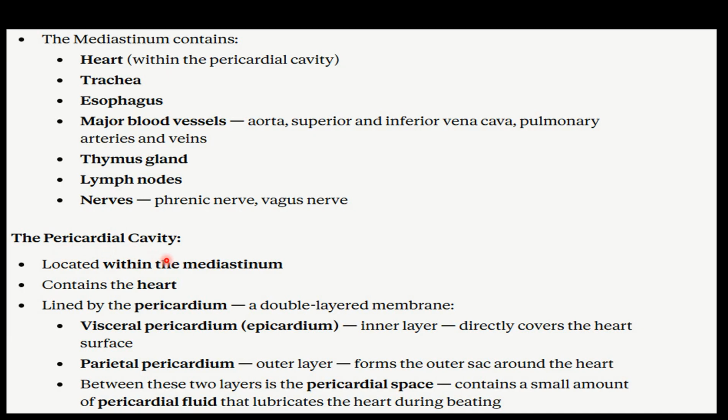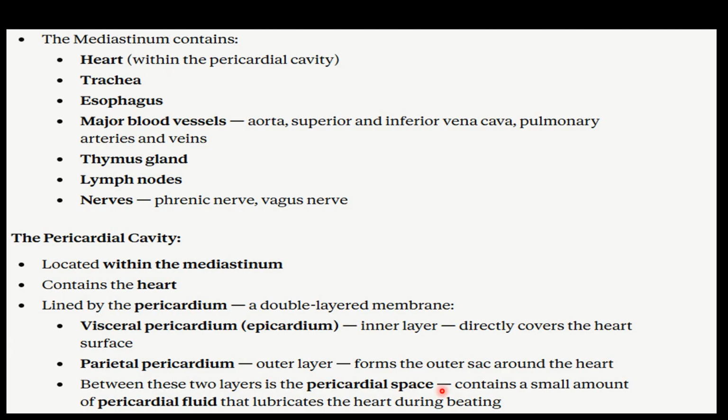Now the pericardial cavity is located within the mediastinum and contains the heart, lined by the pericardium, a double-layered membrane. The visceral pericardium, or epicardium, is the inner layer that directly covers the heart surface. Then we have the parietal pericardium, the outer layer that forms the outer sac around the heart. Third, between these two layers is the pericardial space, which contains a small amount of fluid, the pericardial fluid, that lubricates the heart during beating.